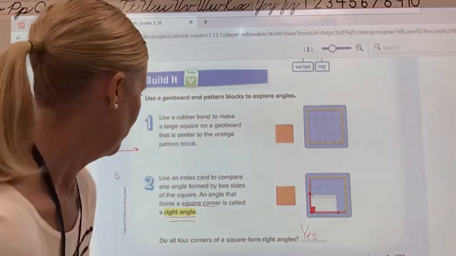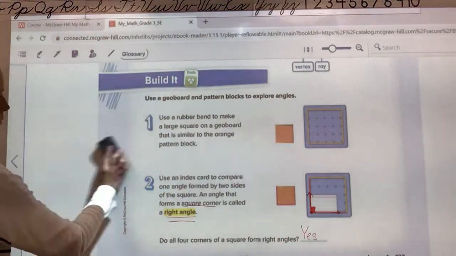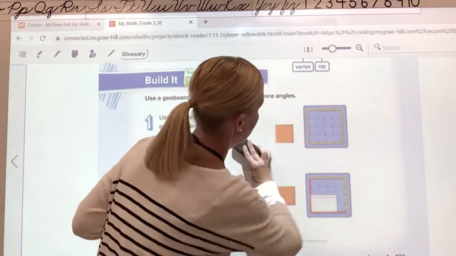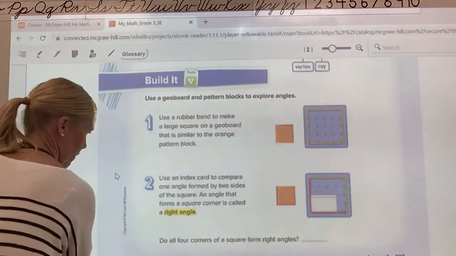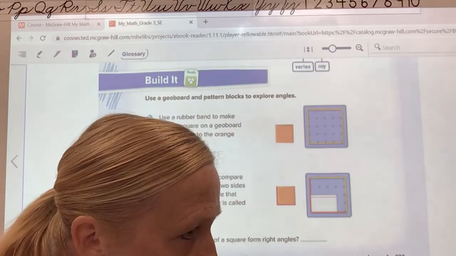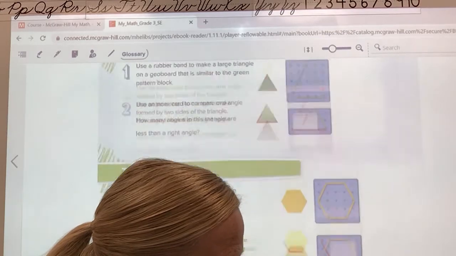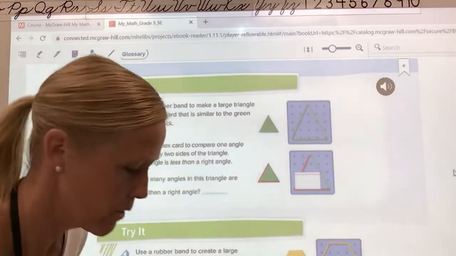All right. Very good. So let's go on. Let me erase this. And we will move on to the next page. Let me click over. Scroll up. All right, so let's look at this one.